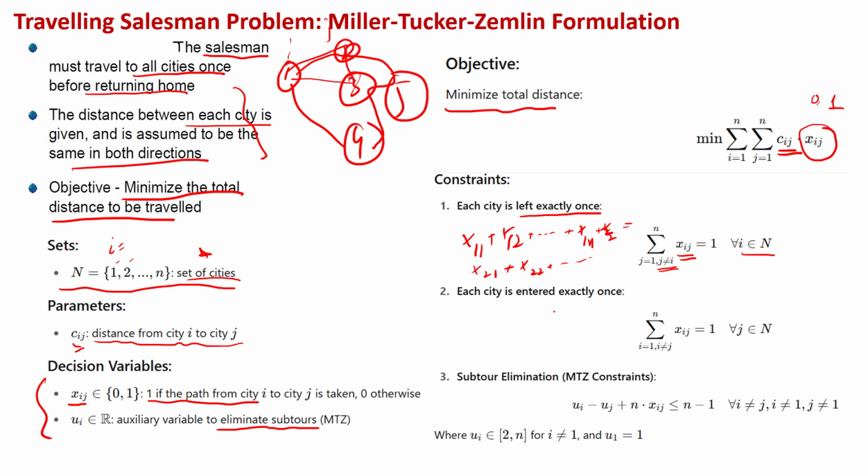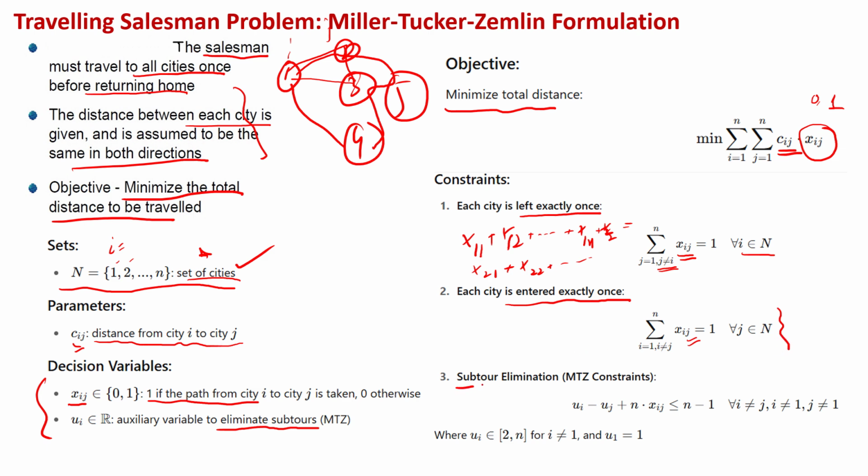The same is the case where the person must enter only once in the jth city. So for that, we are going to sum with respect to i from 1 to n, for all the j's, where j is an element of these cities, that is, j is from 1 up to n. So these are also n constraints we have.